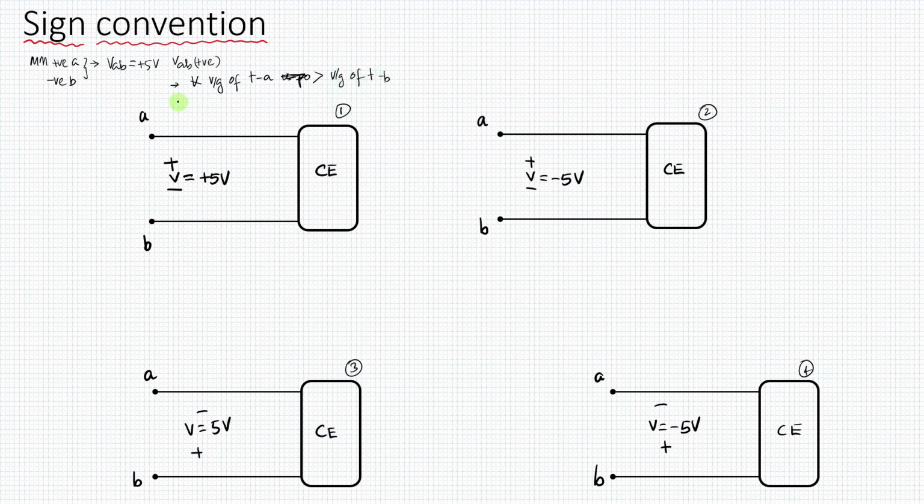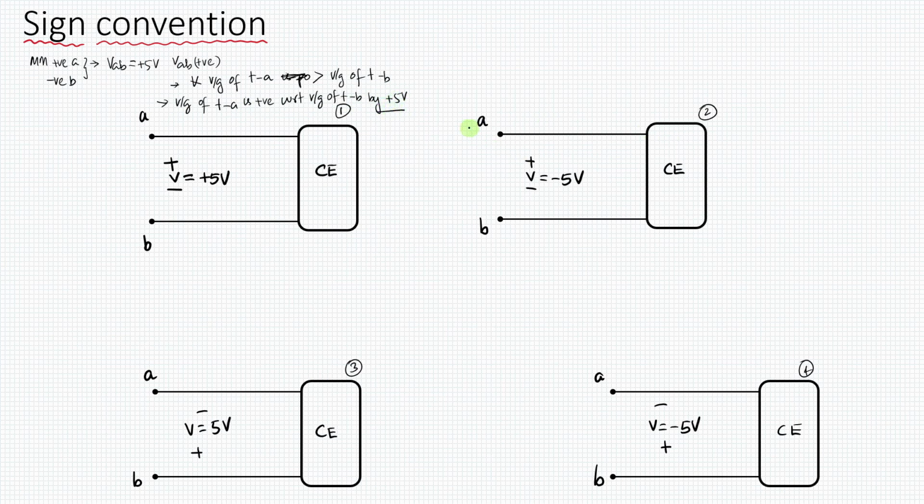By plus 5 volt. So another way of writing it is like this: the voltage of terminal A is positive with respect to the voltage of terminal B by plus 5 volt.